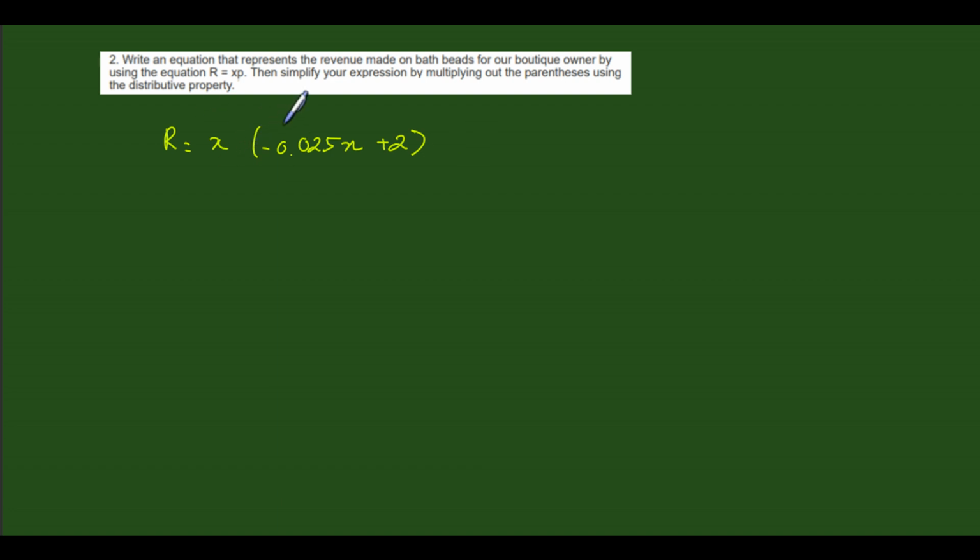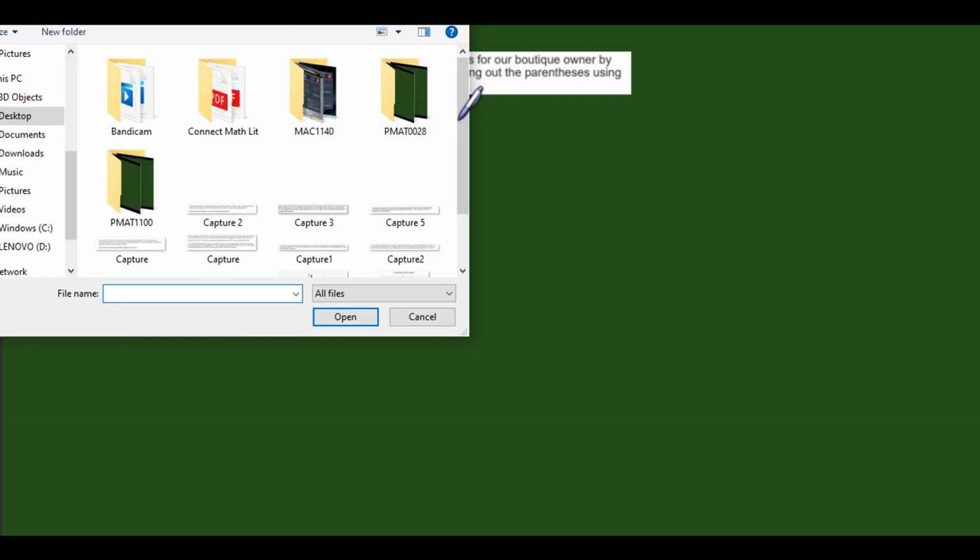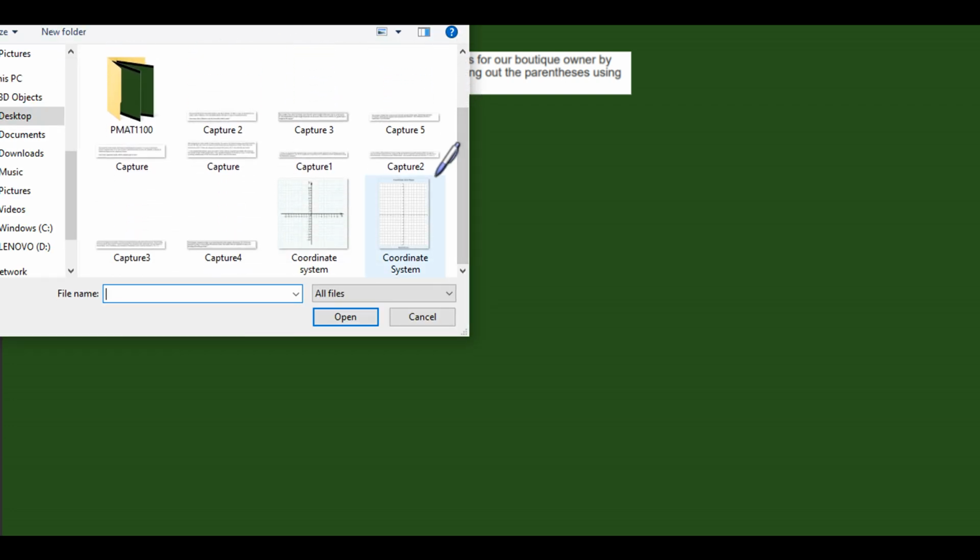You can just go ahead and distribute it, because you already learned how to multiply algebraic expressions in the first part. So it will be negative 0.025x squared plus 22x. There you go. Now part 3. Let's see part 3. So that's this capture 1, capture 2.